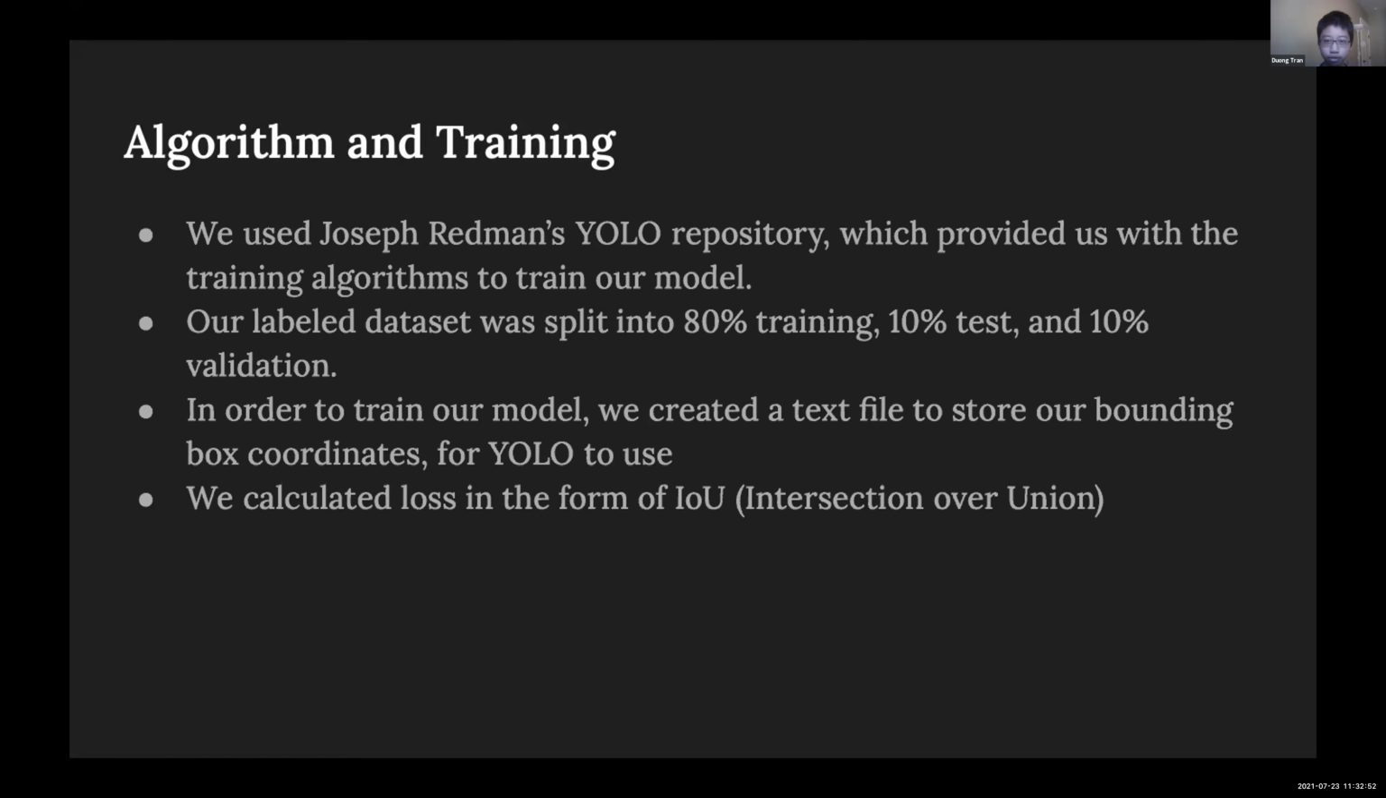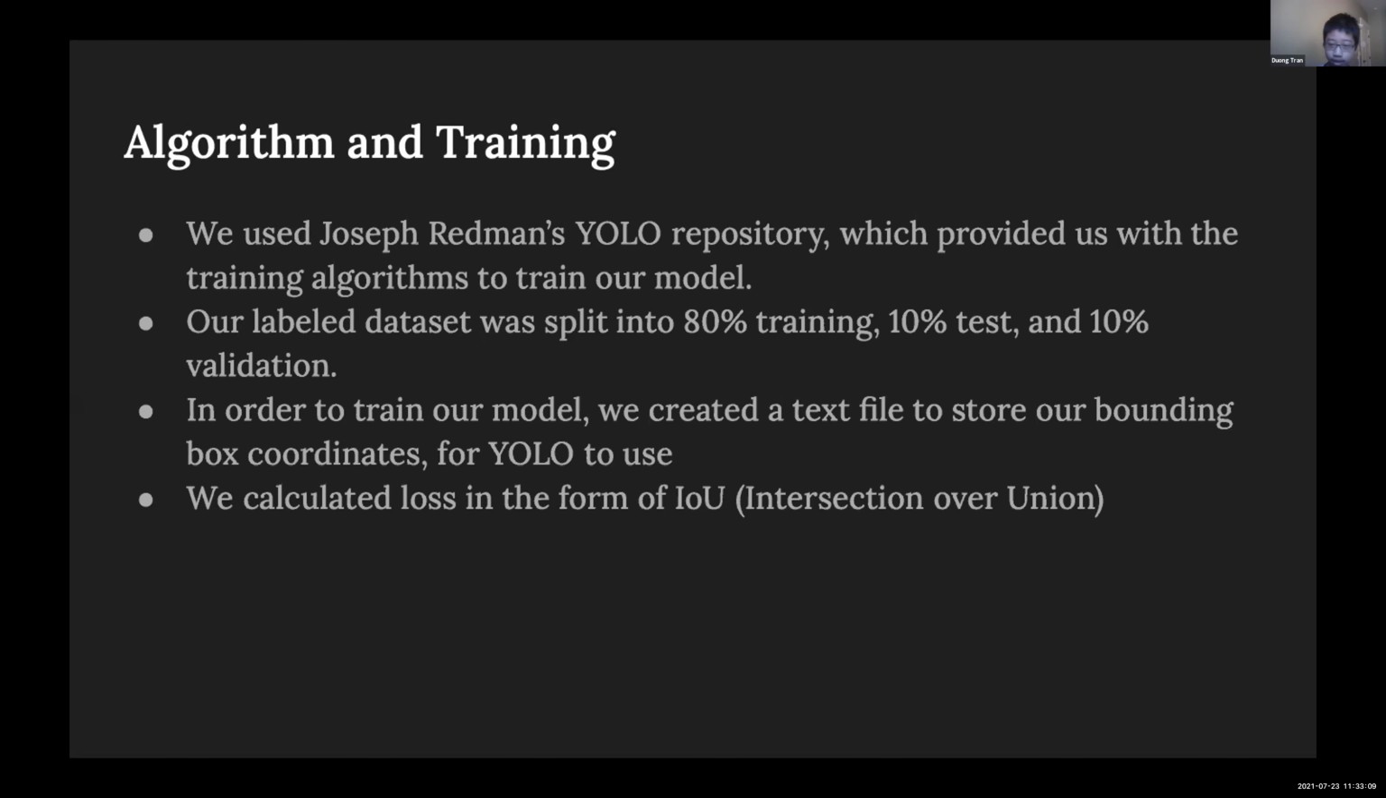So to train our model, we use something called YOLO, and YOLO is an object detection repository which can be trained to identify different things in an image. And so we incorporated YOLO into our model so that we can train it to be able to identify different digits.